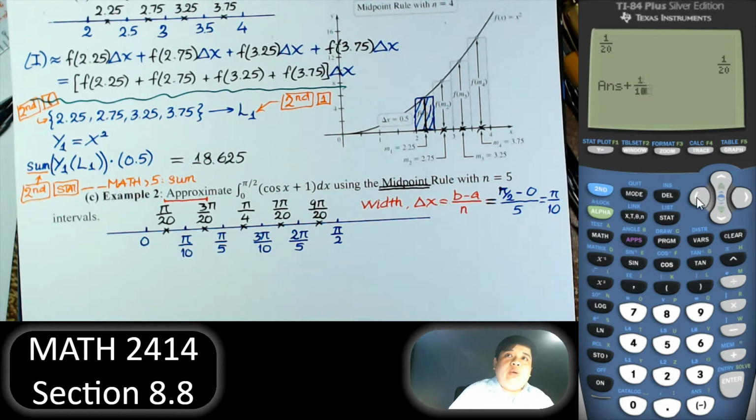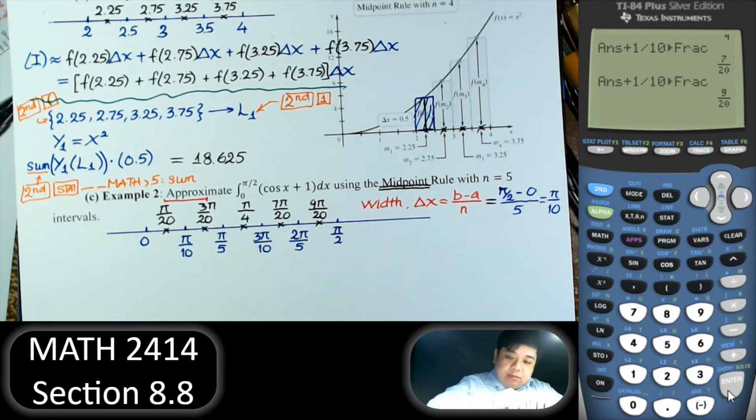Or if you don't want to, we can just say, let's check the answer, plus 1 over 10, which is the width, and then we have to store the answer in fraction. So hit math, fraction. So we have to enter it like that, and it works just fine. Those are the points. Right.